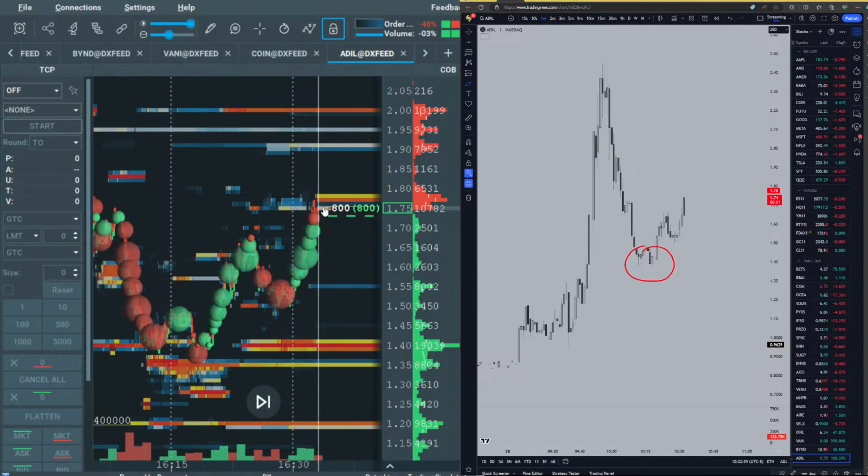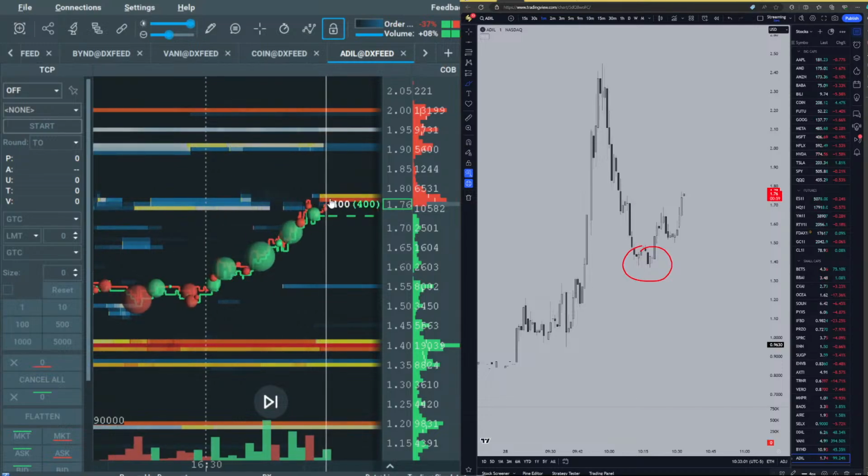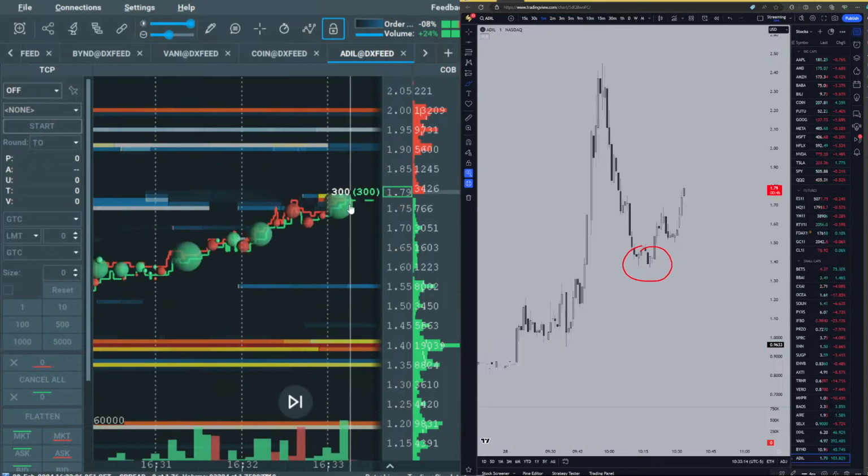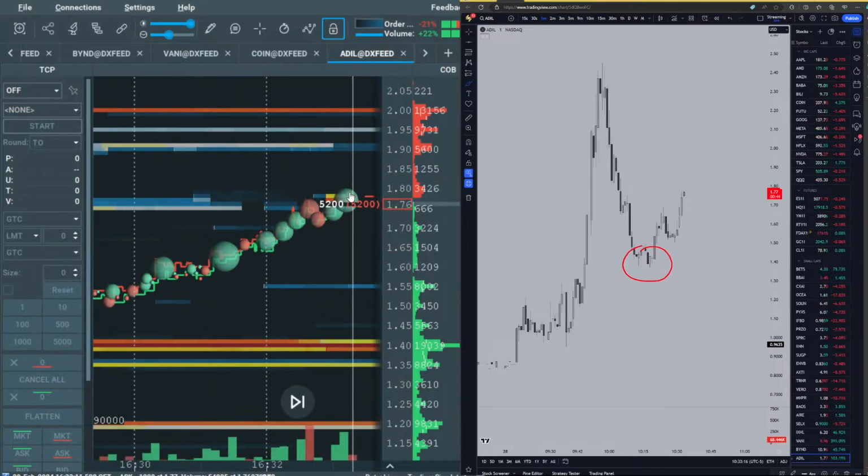Once we have a fail over here, I'm looking for a fail to add to the position. So I want to see this 188, 185 holding as resistance. Then we can add more to our position. That's called adding into the money. You see they're soaking the 180. Soaking means they're buying 180, but there's a reseller, there's a seller over there.